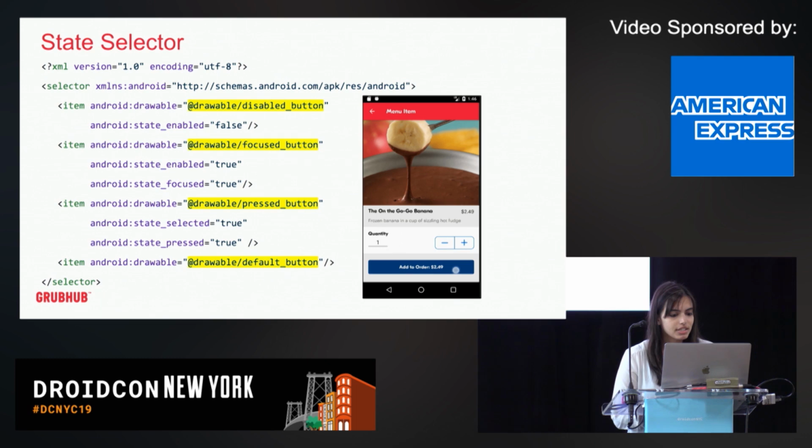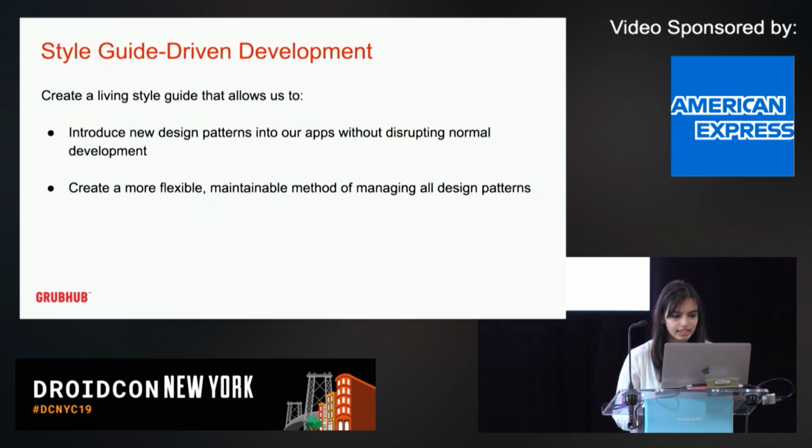So what we did was we decided to take a step back and explore what our other options were, and we stumbled across style guide driven development. Now, style guide driven development is essentially taking that living style guide that we talked about and making sure that it allows us to introduce new design patterns into our apps without disrupting our normal development. So we should still be able to release our apps to production without having to worry about how building a new design pattern will affect it. And we also want it to give us a scalable way of managing all these design patterns, so we're not continuously repeating the same effort to add a new design pattern in or a new type of that same design pattern.